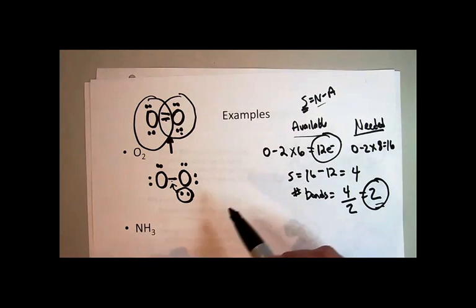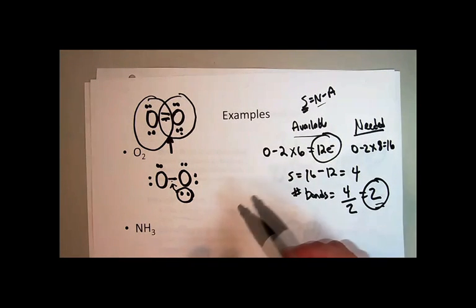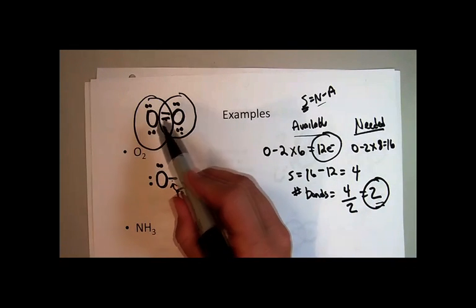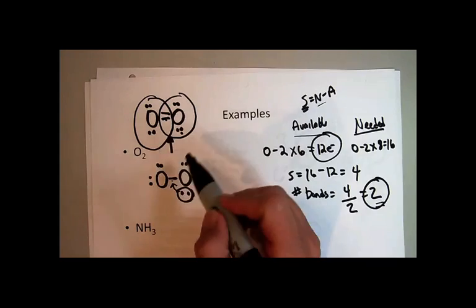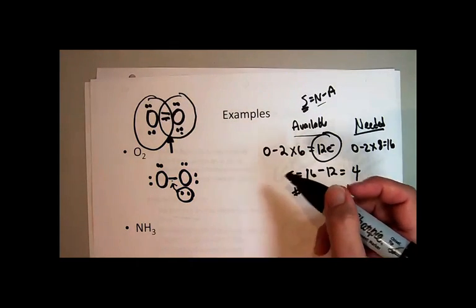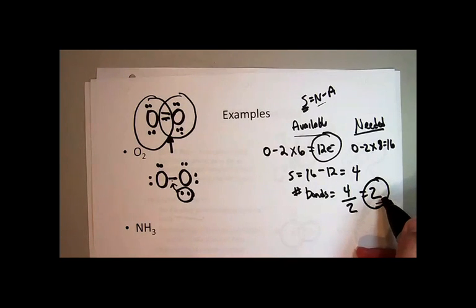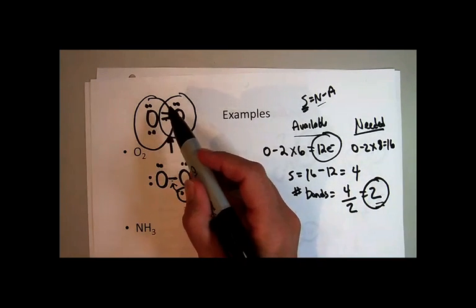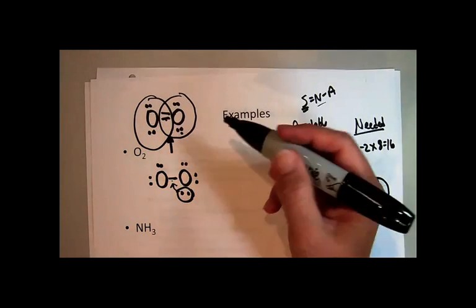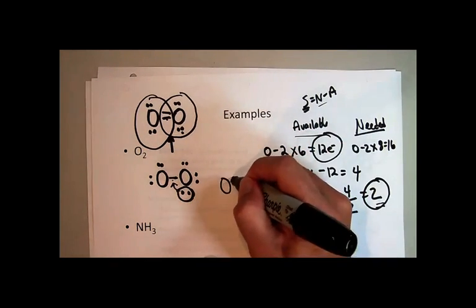So I've satisfied the octet, and I have satisfied what I predicted is the number of bonds, which is 2 single bonds. We just call it a double bond. But you count your bonds individually. There's 1, 2. So that's a double bond. So that's 2. This indicates 2 single bonds, which is the same as a double bond. All right. And so anyway, the proper Lewis structure then is this.